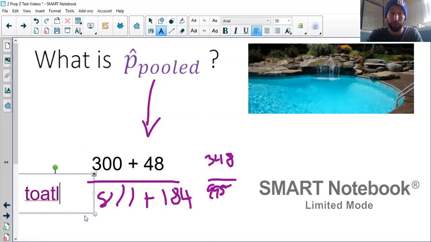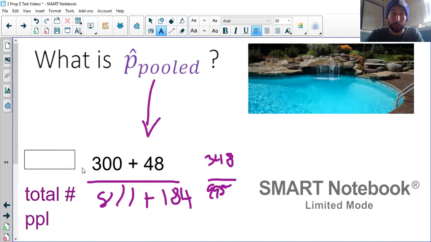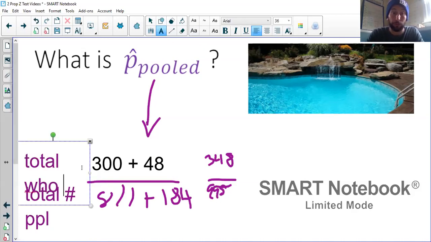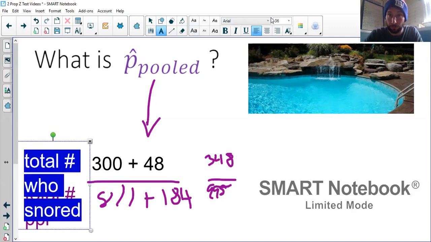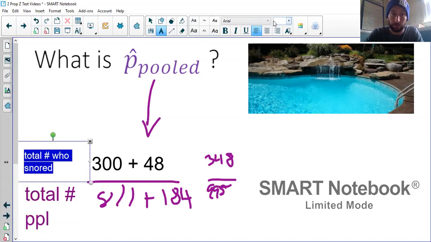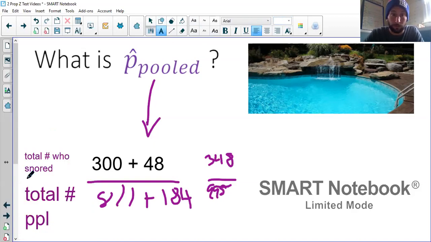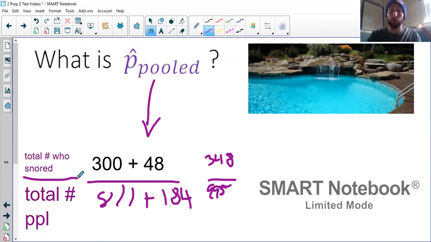So to recap, in the denominator here, we're looking at the total number of people who we surveyed. That's what's going on in the denominator. And then in the numerator up here, we've got the total number of people who snore. And that's how we're going to get p-hat pooled. We're just going to pool everything together, all the snorers in both groups combined out of all the people in both groups combined. So that's where that 0.35 is coming from.